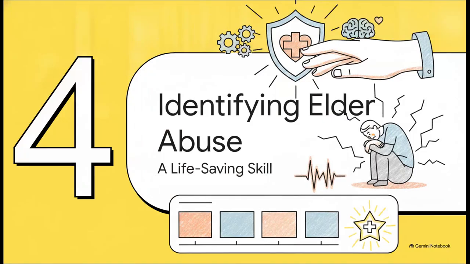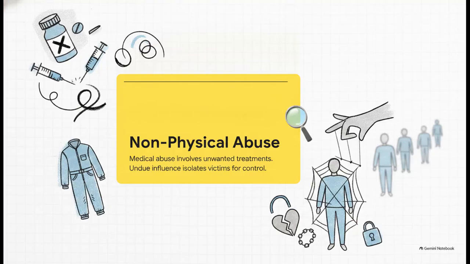And that brings us to our final section, Section 4, identifying elder abuse. I want to shift to a much more serious, urgent tone here because identifying and acting upon elder abuse isn't just about passing a nursing quiz. It is quite literally a life-saving clinical skill. We often tend to think of abuse purely in physical terms, but it is so much broader than that. Abuse includes medical abuse, which means subjecting a person to unwanted medical treatments or the improper use of chemical restraints. It also includes undue influence. This is a sneaky form of exploitation where an abuser might use false affection to isolate a victim from their friends and family just to gain control over them.